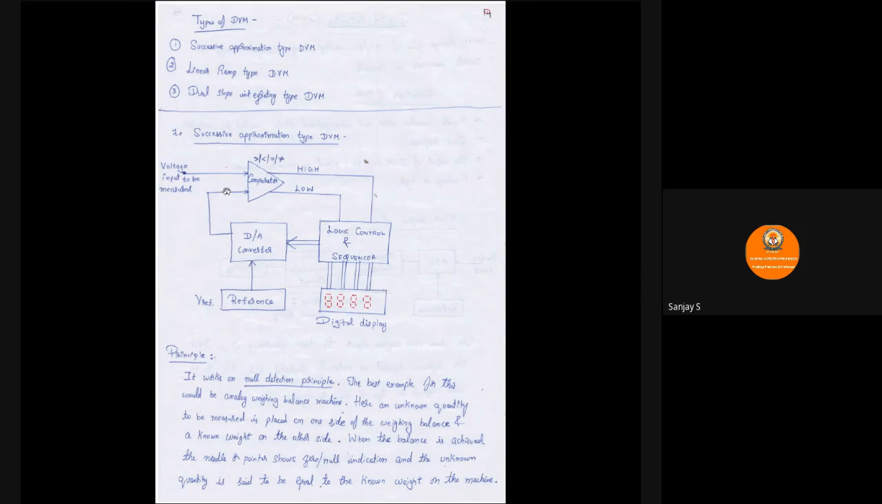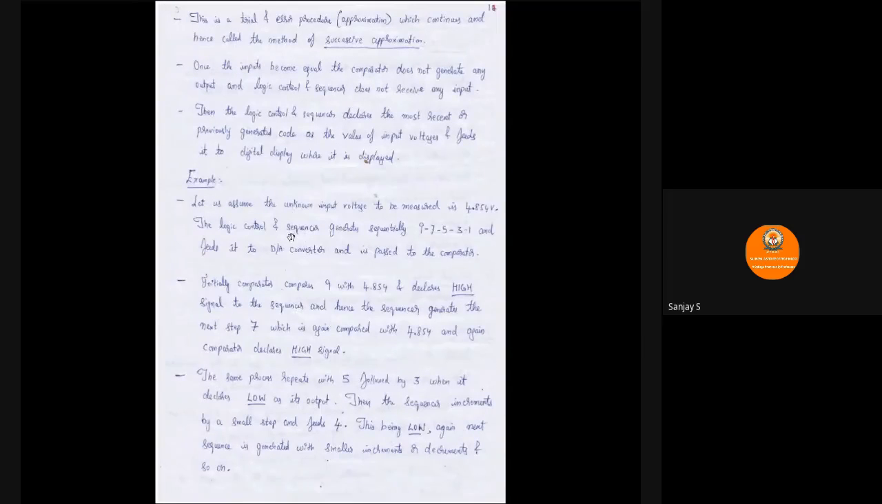And once the two inputs are equal, it will be declared in the digital display. So for that purpose, let us take an example here. Let us assume the unknown input voltage that we are planning to measure is 4.854 volts, for example. Then the logic control and sequencer generates 9, 7, 5, 3, 1 in sequence one by one. It will be fed to a D2A converter and it is passed to the comparator.